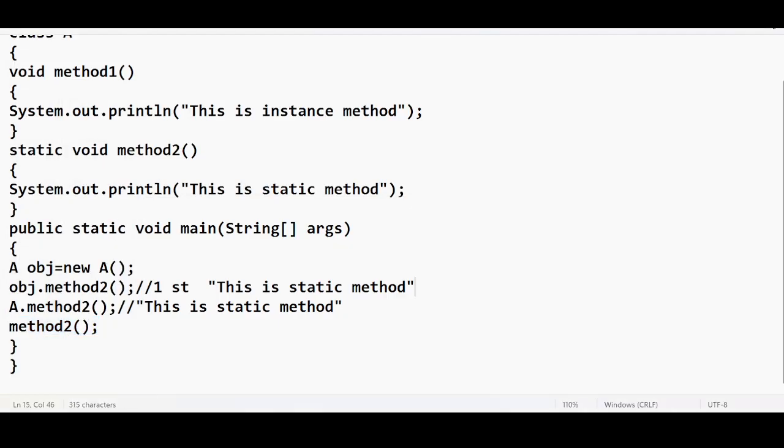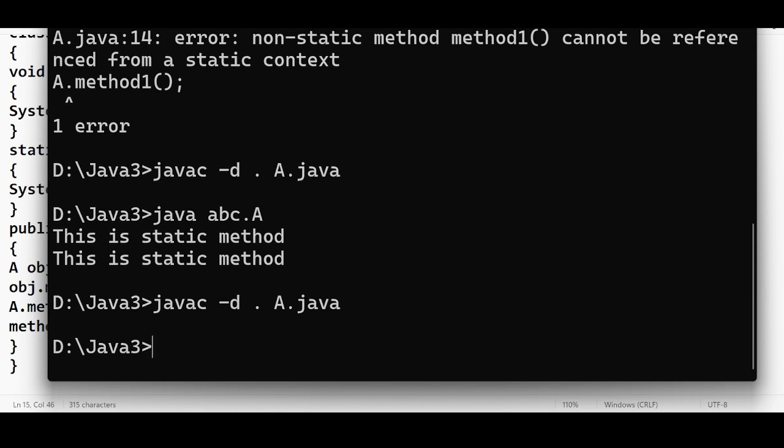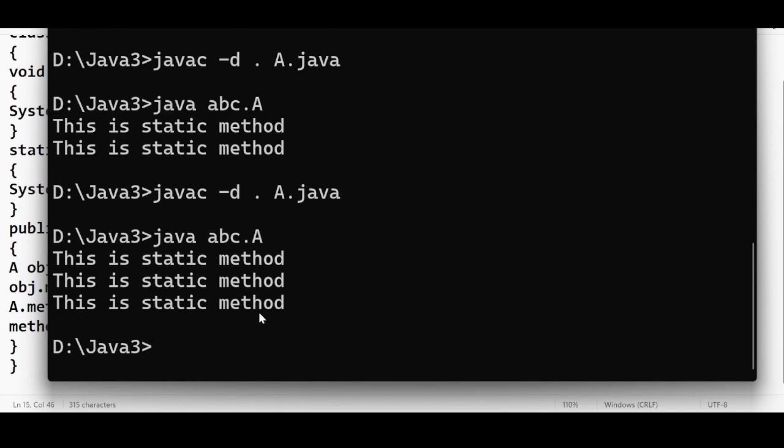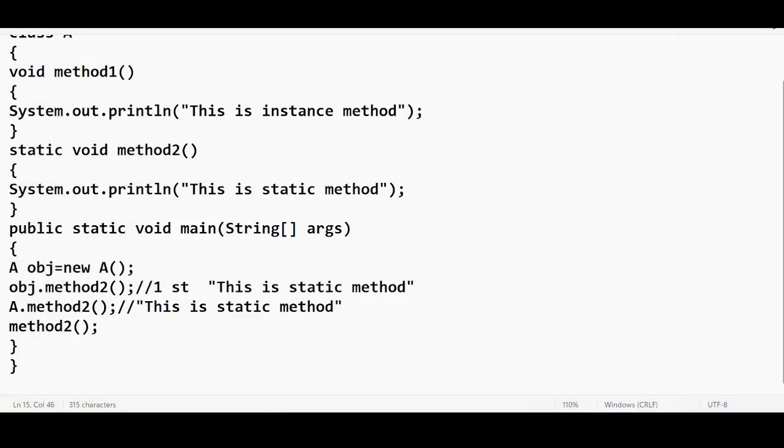Okay, let me do this. So here Java allows us to call that, but it is highly recommended to use the class name or the object reference. We can do this method call because this is also a static method. So you can call a static method directly inside another static method, no issues. But this is not recommended.